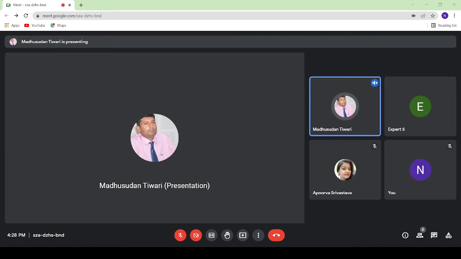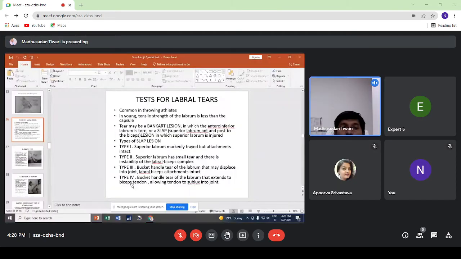Labral test. Yes, we are discussing the test for labral tear. We were talking about the labral tear, right? Yes, sir. Labral tear is common in throwing athletes. In the young, the tensile strength of the labrum is less than the capsule.